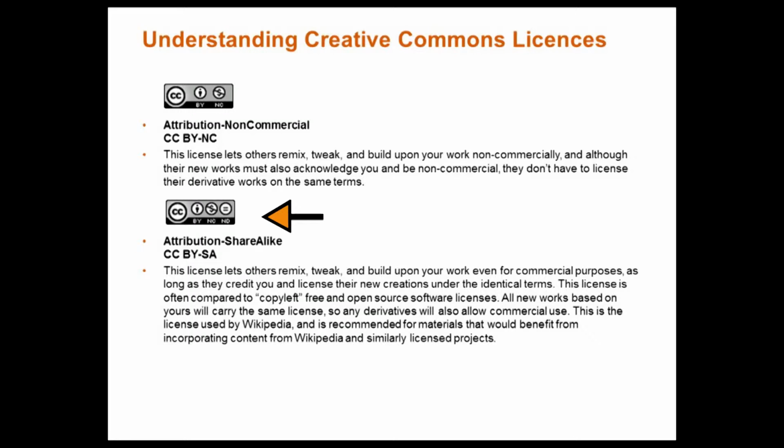And this one, attribution share alike. This license lets others remix, tweak, and build upon your work, even for commercial purposes, as long as they credit you and license their new creations under identical terms. This license is often compared to copyleft, free and open source software licenses. All new works based on your work will carry the same license, so any derivative will also allow commercial use. This is the license used by Wikipedia and is recommended for material that will benefit from incorporated content from Wikipedia and similar licensed projects. Basically, other people can add to it, but whatever edition you make, you have to use the same license to share it with other people.